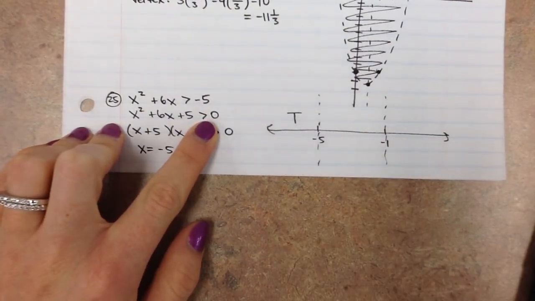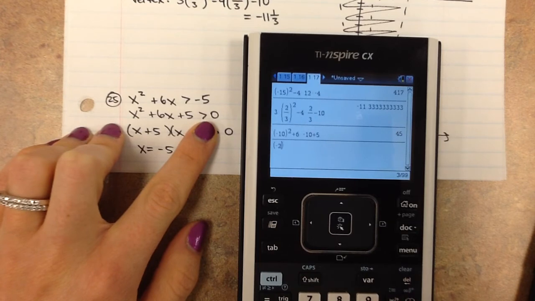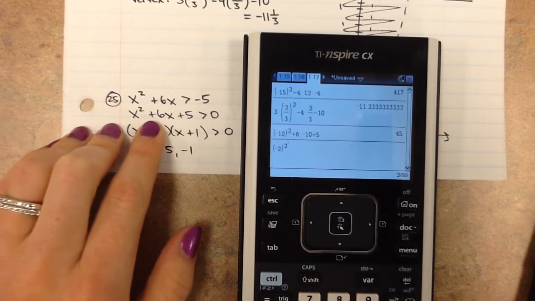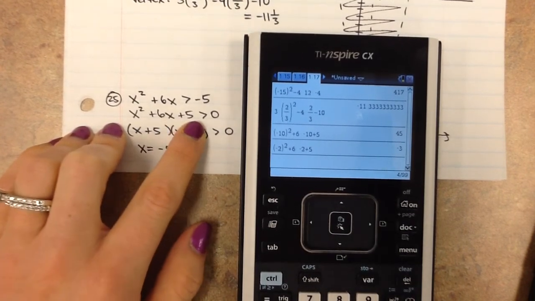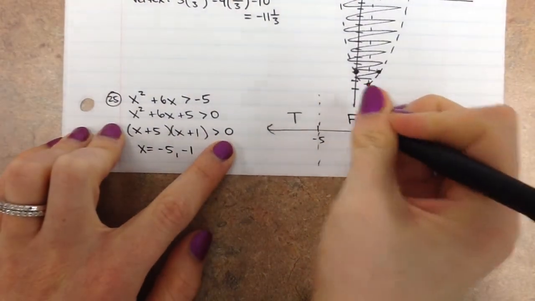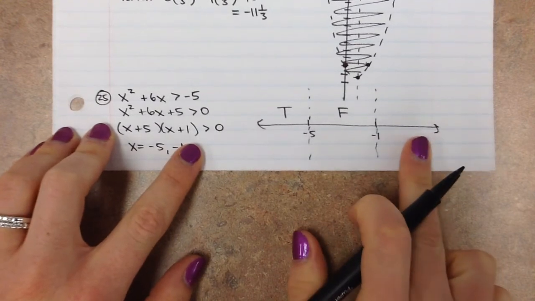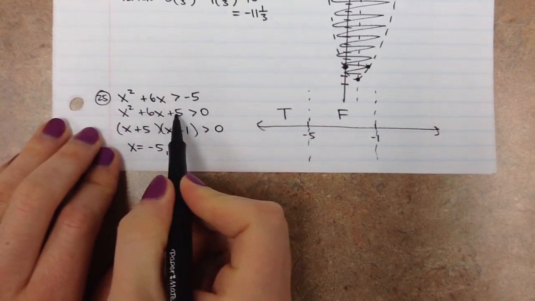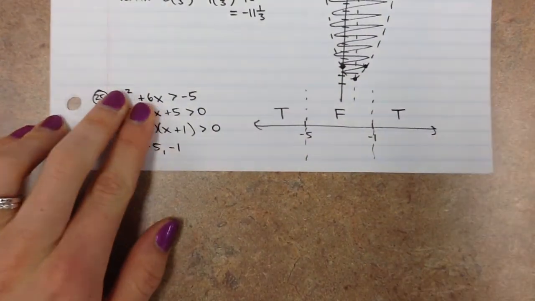Let's plug in something in the middle, like negative 2, for instance. So negative 2 squared plus 6 times negative 2 plus 5. That comes out to be negative 3. Negative 3 is not greater than 0, so something in here comes out false. Something bigger than negative 1, let's use 0, because 0 is the easiest one ever. 0 plus 5, that's of course 5, which is greater than 0, so this region comes out true.